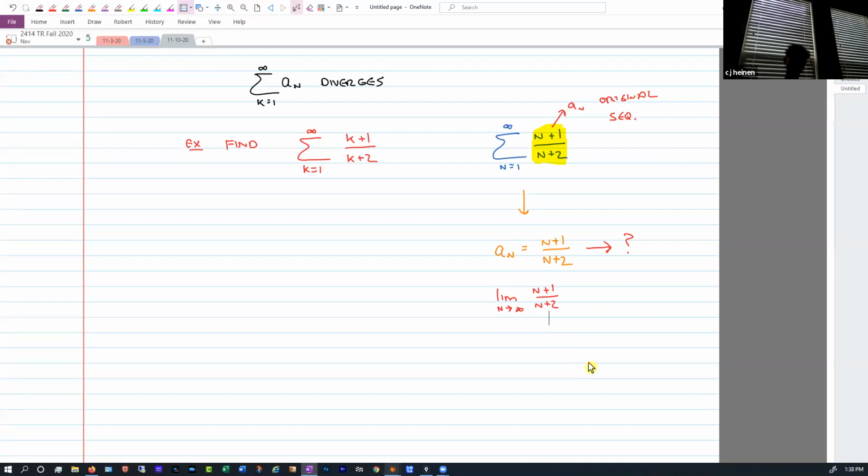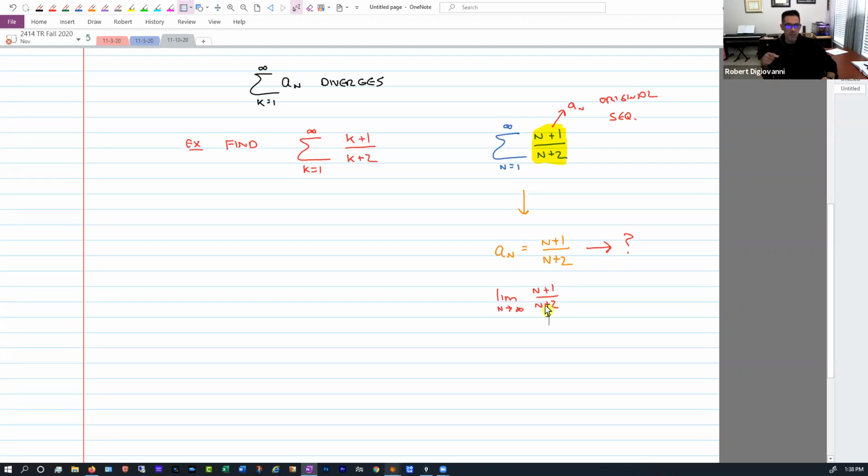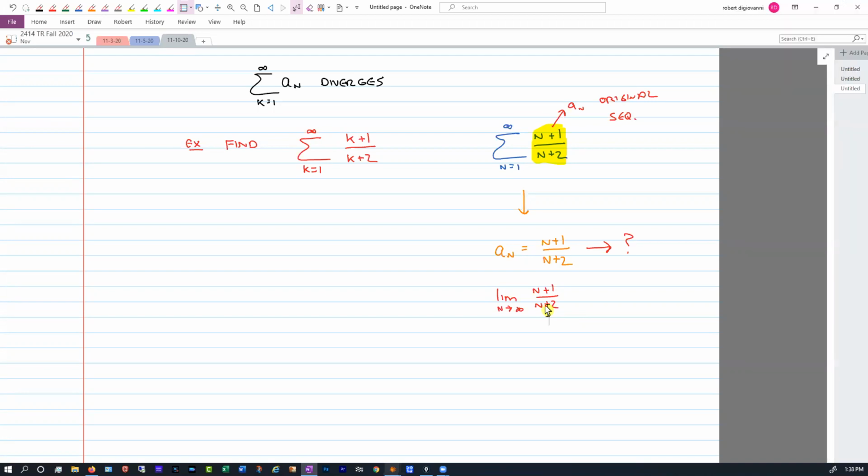1 over 2? Infinity over infinity. This is infinity over infinity. So you would have to switch it to a function of x. Just 1. Then you'd have to use L'Hopital's rule. Can I do 1 over n instead? Can I multiply with 1 over n? You could do 1 over n.